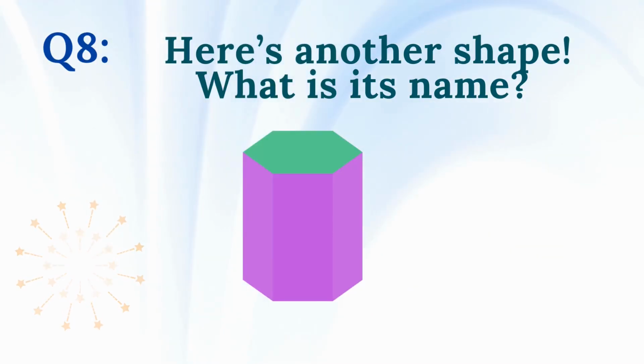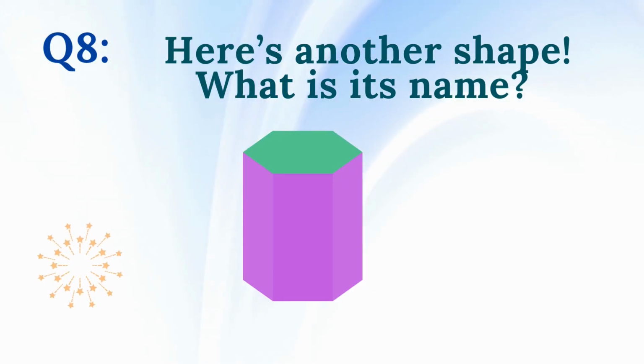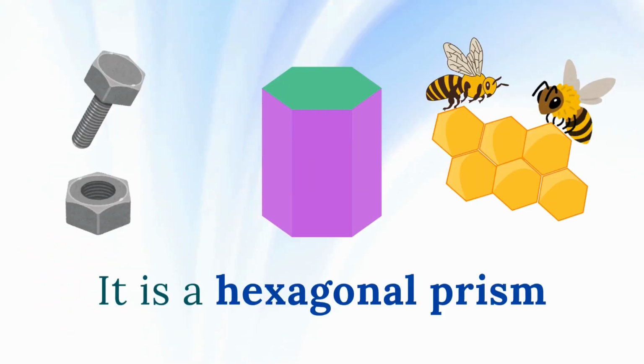Here's another shape. What is its name? It is a hexagonal prism. Wonderful! A hexagonal prism has 2 hexagon faces and 6 rectangular faces. It looks like a beehive column or a nut bolt shape.